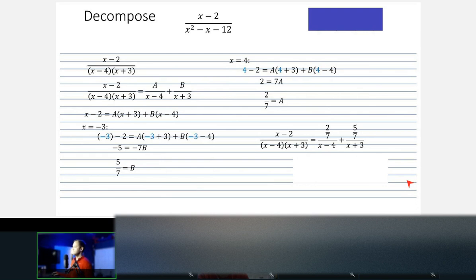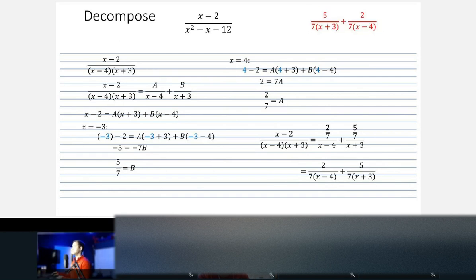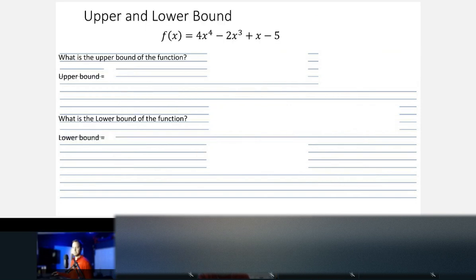Yeah, so that 2 stays on top, the 7 goes on the bottom in front of the x minus 4. Perfect. And then that 5/7, 5 stays on top, 7 goes on the bottom in front of the x plus 3. Now, that is the final answer. Simple, easy. All right, decomposition. All right, let's go on to the next one.